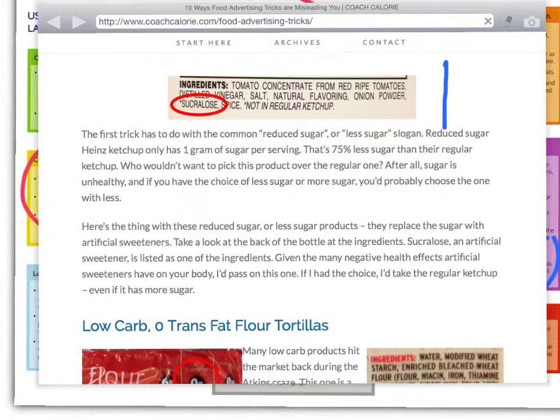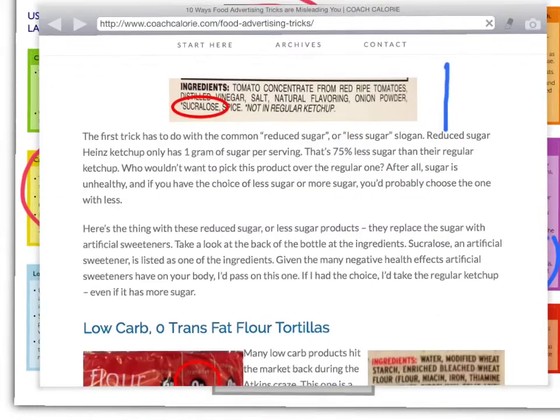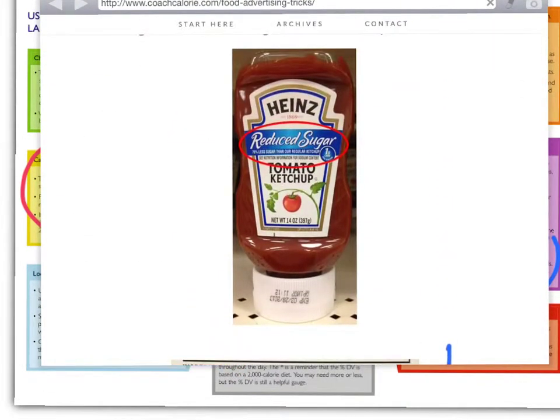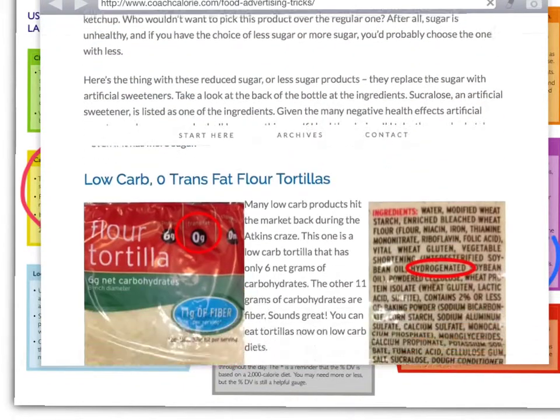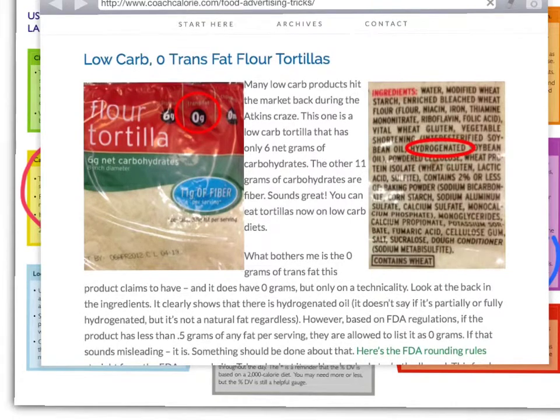So you need to be careful with claims that say that something has reduced sugar because it could also be hidden. Here, low carb or zero trans fats, you need to be careful. You see this part here where it says hydrogenated. When oil is hydrogenated, they add hydrogen to it, and that's a type of trans fat. So even though they tell you zero trans fats, when you add hydrogenated oil, that's another type of trans fat. So they're trying to kind of fool you into believing that this doesn't have any trans fat.